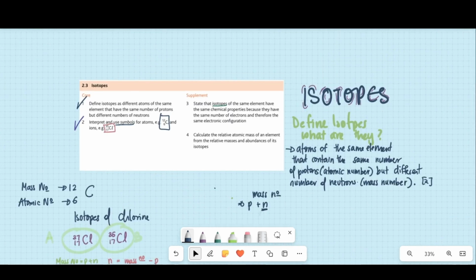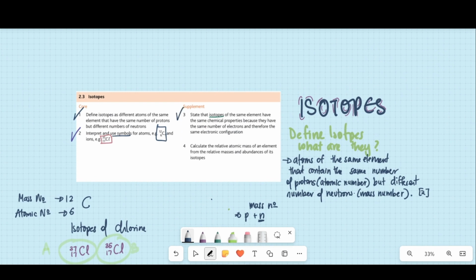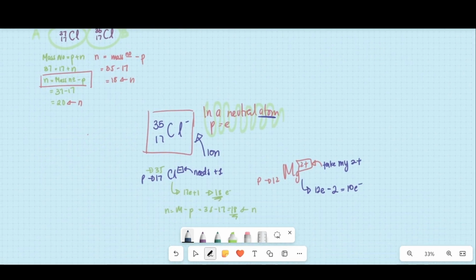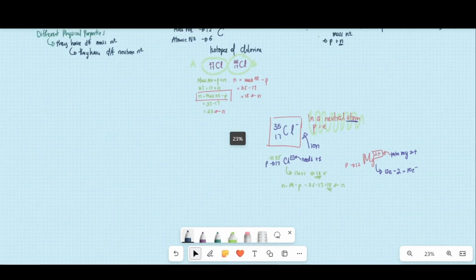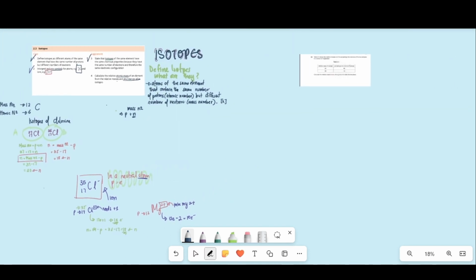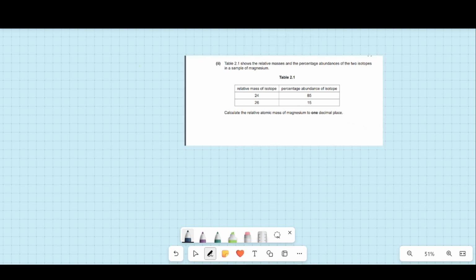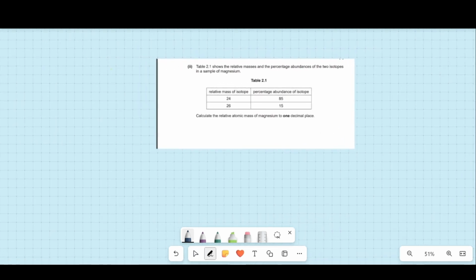There we go. And the last point that you're supposed to know is calculating relative atomic mass, from the relative masses and the abundances that you've been given. This is kind of part of stoichiometry, or the calculation of math units. But I have a question somewhere around, there we go, that we can use. So table 2.1 shows the relative masses and the percentage abundances.